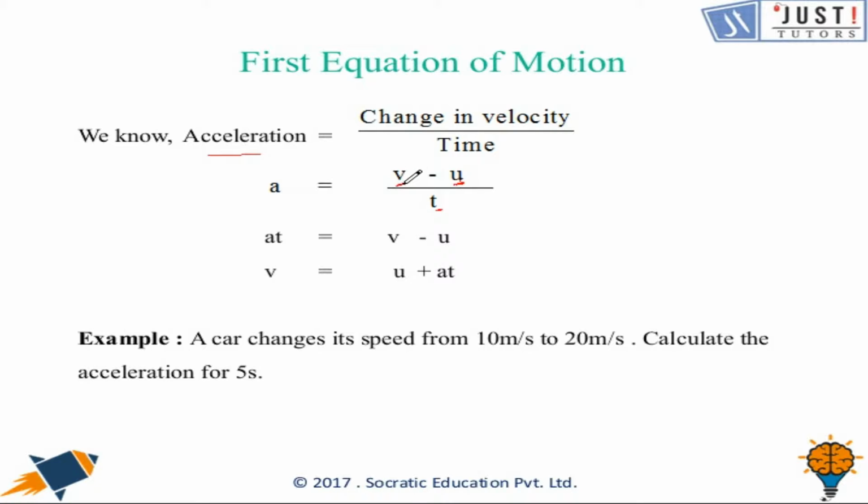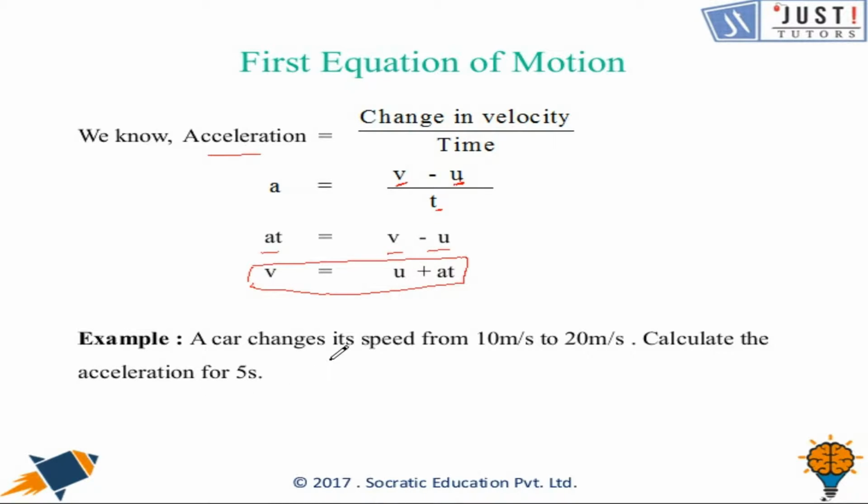So v is in meter per second, means velocities are taken in meter per second and time is in second. So from this equation we get at equals v minus u, and when we transform or exchange them, we will get v is equal to u plus at, which is the very first equation of motion. So let's try this example.